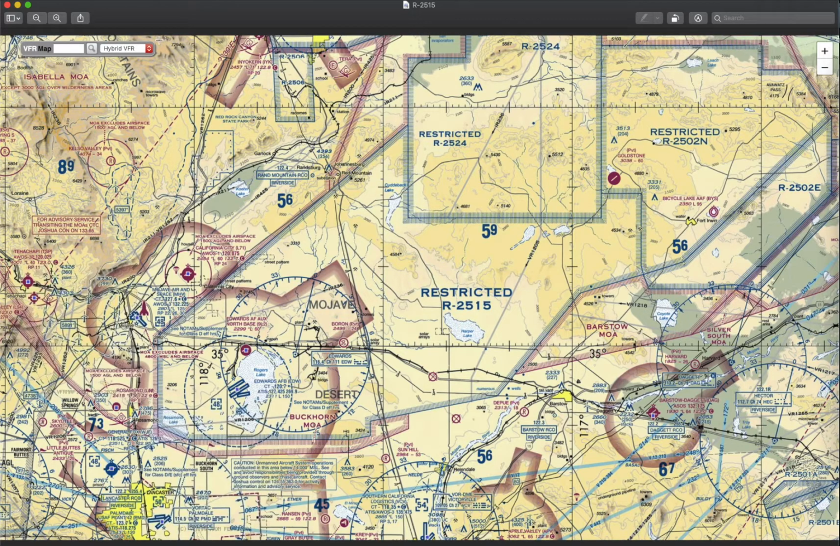I don't know if you can see my mouse pointer, but if you look down to the southeast of the airspace down here, they'd have to go all the way around the 2515 just to go northbound. However, if they can cut across the 2515, that saves them a lot of time.